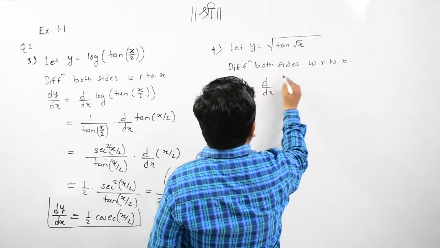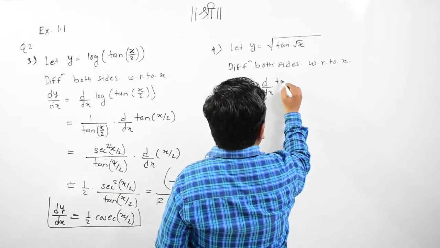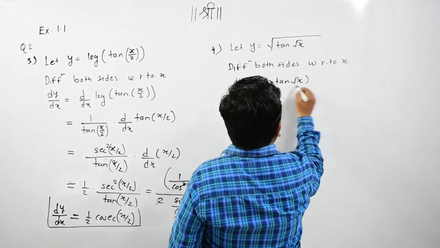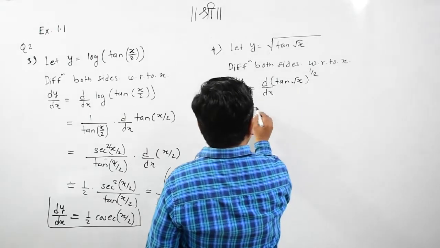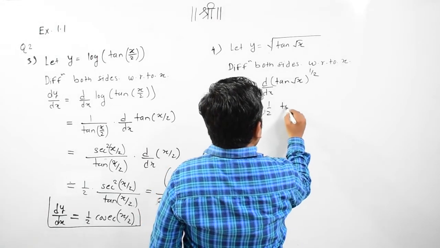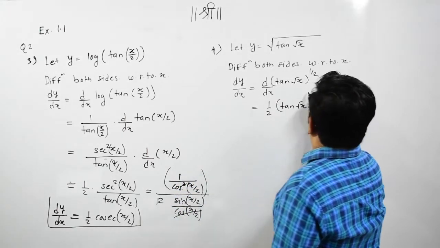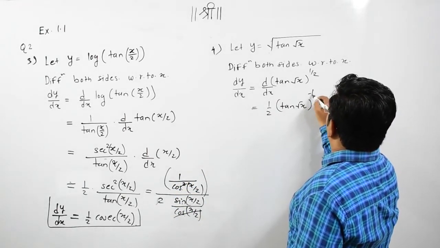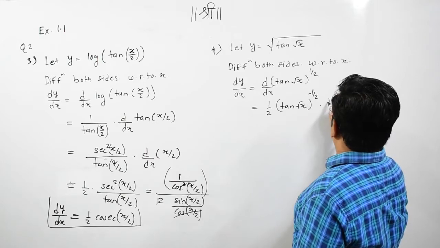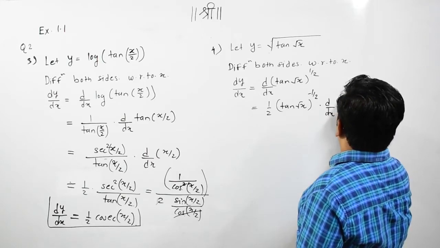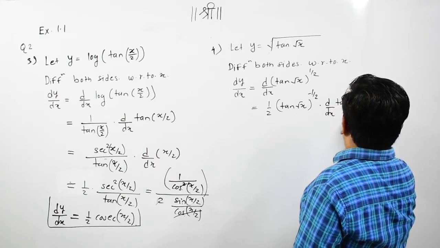Again differentiating both sides with respect to x. So tan under root of x, bracket raised to 1 by 2, which is equal to 1 by 2 tan under root of x raised to minus 1 by 2, dot d upon dx of tan under root of x.